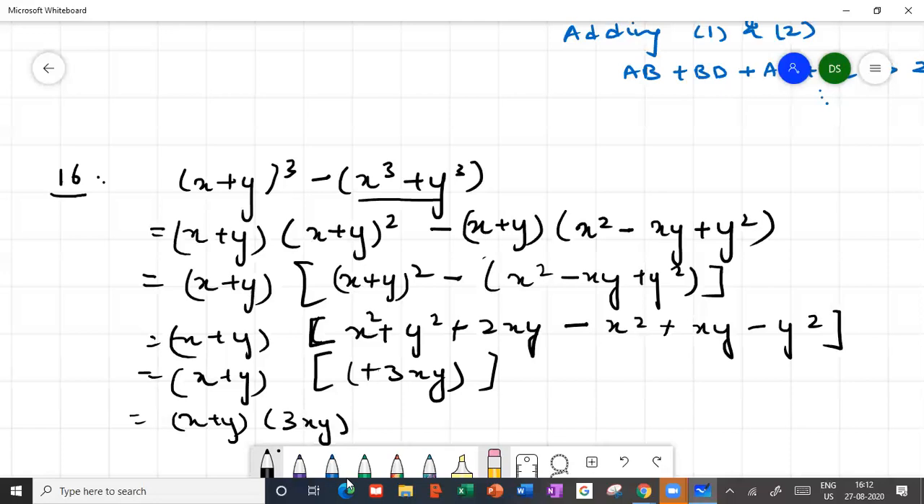So yes, for this chapter, keep all the identities at your fingertips so that whenever you see any question, you are able to relate which identity to use where.